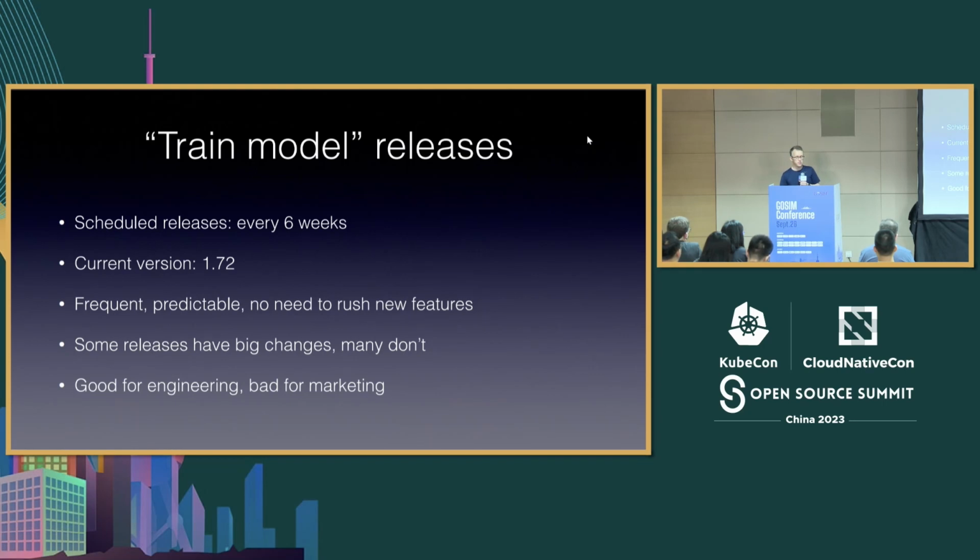And as a consequence of this, some Rust releases have big new features that are exciting, and some releases are not that exciting. They only have small improvements that a lot of people might not even notice. And so if I had to summarize this release model, I'd say it's good from an engineering point of view, but not quite as good from a marketing point of view.